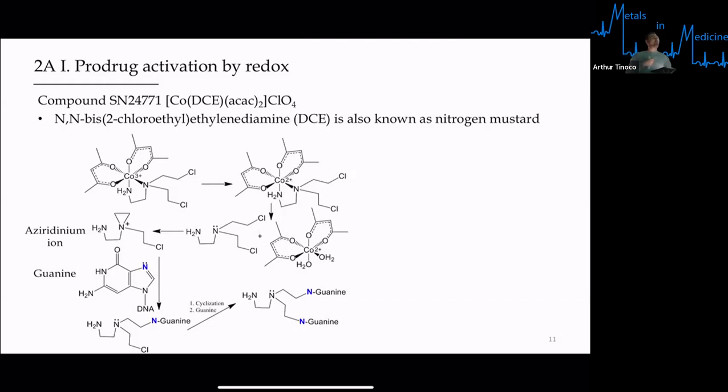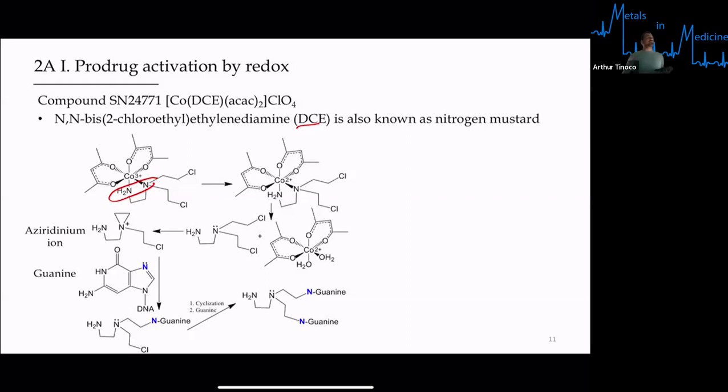SN24771. And so the ligand, abbreviated DCE, is known as nitrogen mustard, quite toxic. And so the idea is that the metal center is facilitating the coordination of this type of ligand. And so what we're seeing is this bidentate ligand through the amines. And so you have it as cobalt-3 initially.